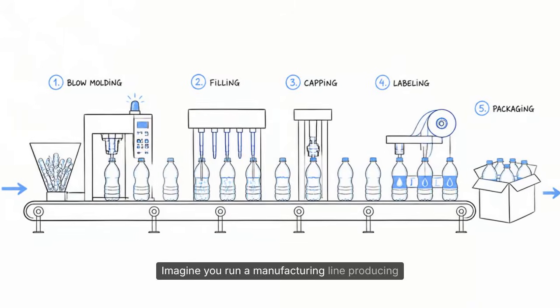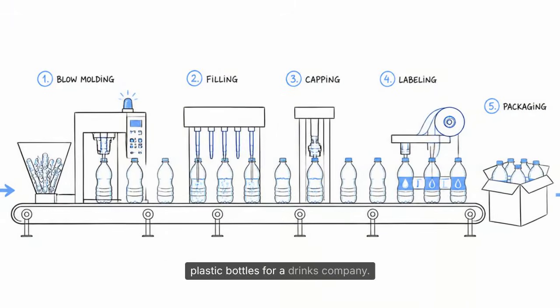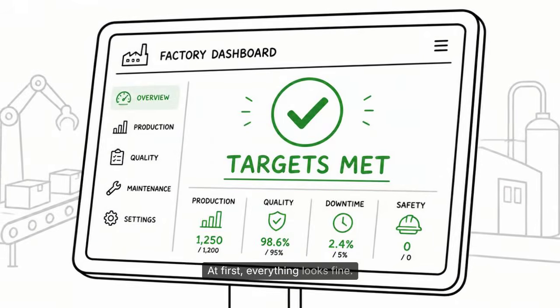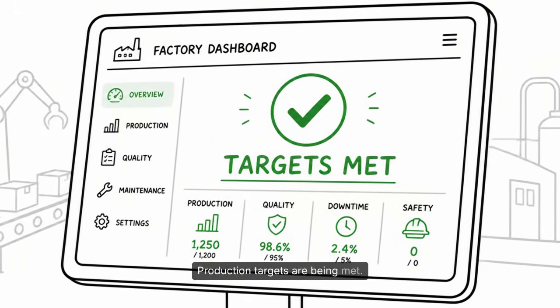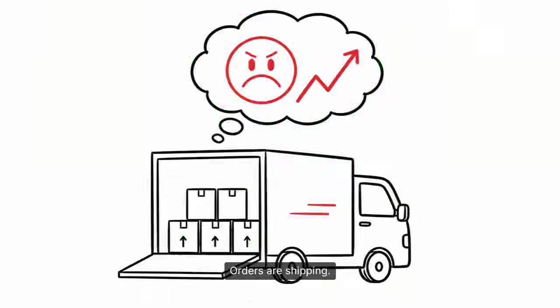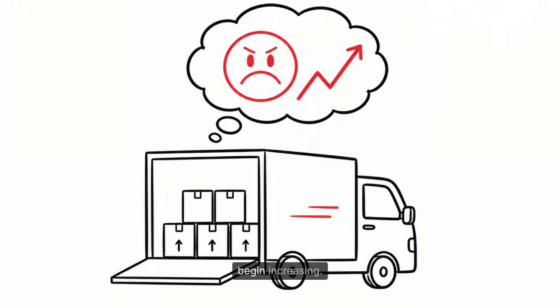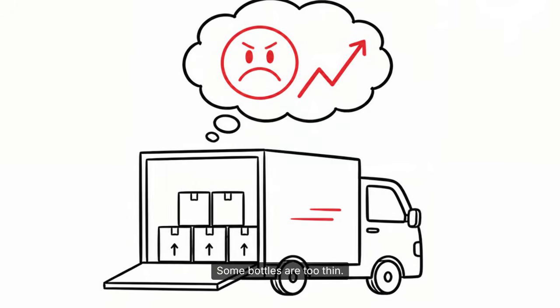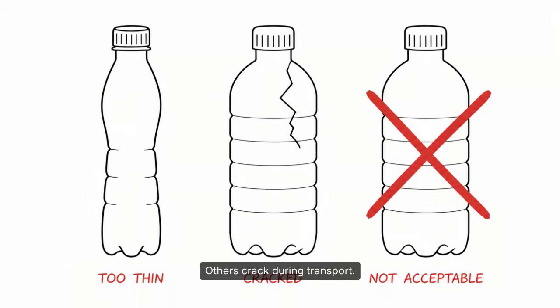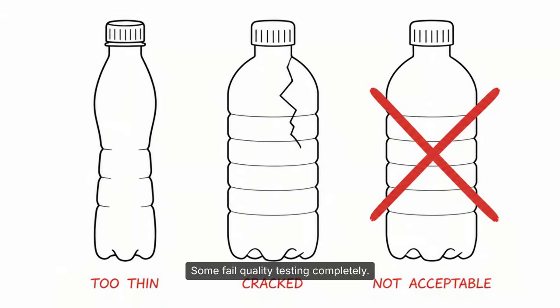Imagine you run a manufacturing line producing plastic bottles for a drinks company. At first, everything looks fine. Production targets are being met, machines are running, orders are shipping. But then, customer complaints begin increasing. Some bottles are too thin, others crack during transport. Some fail quality testing completely.